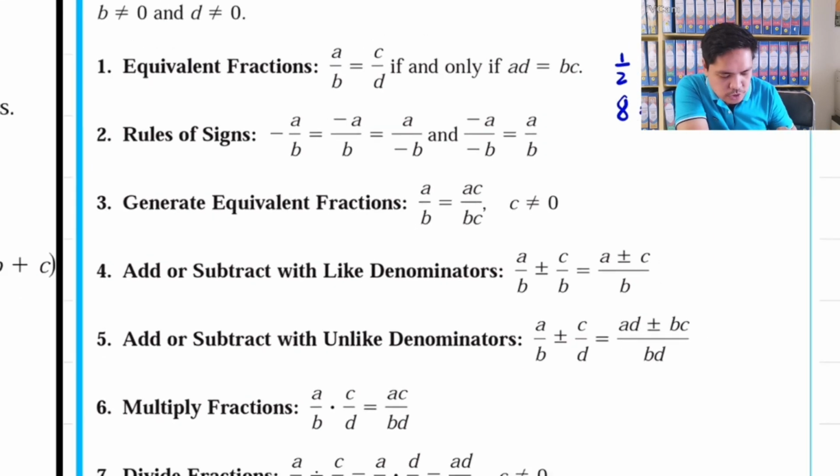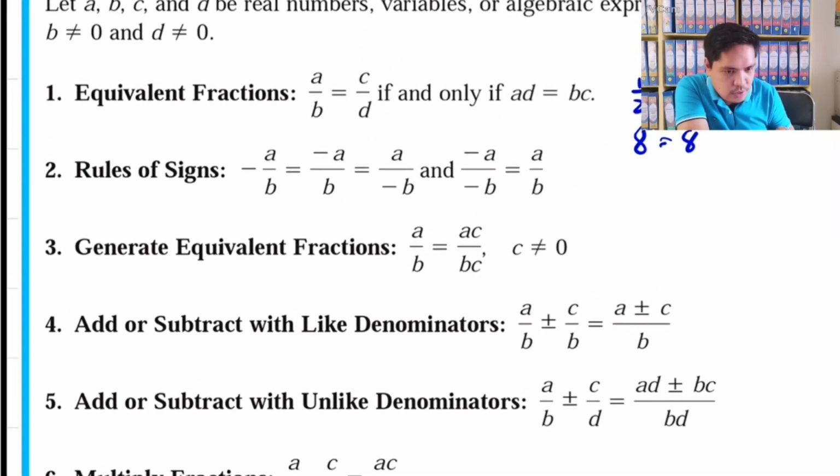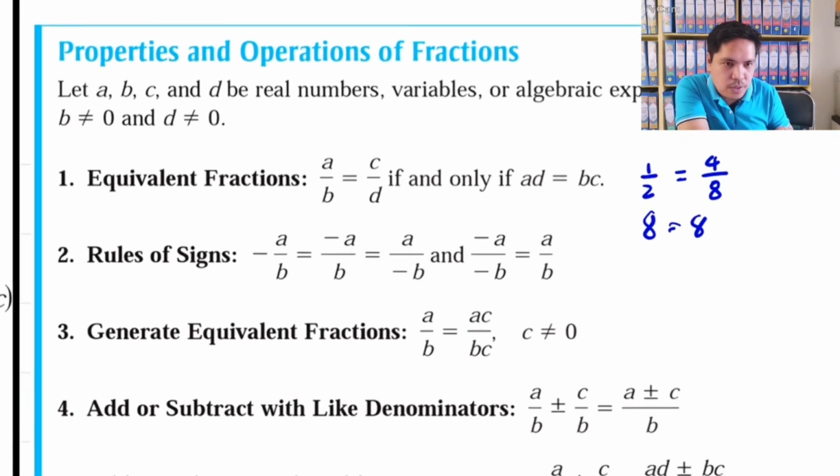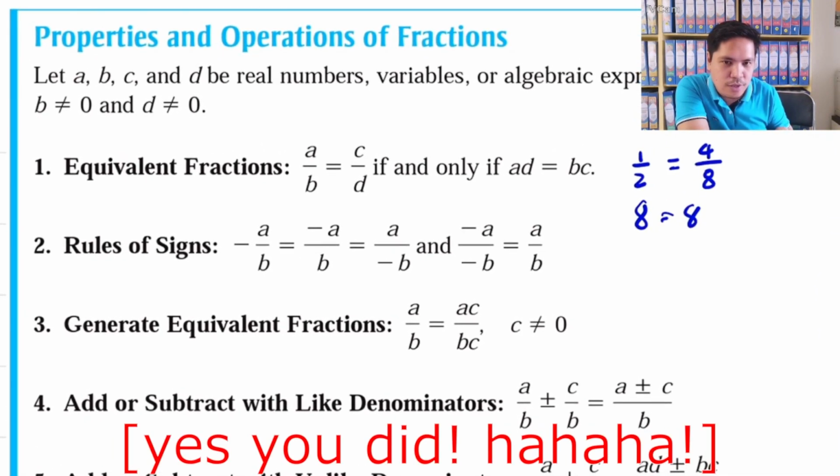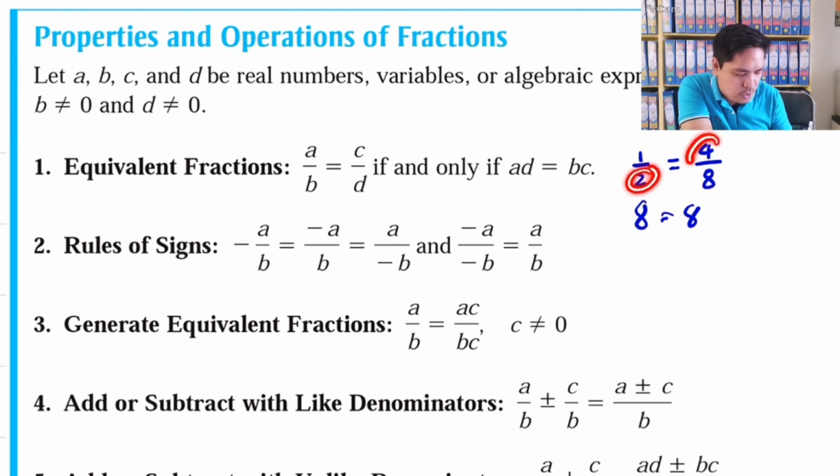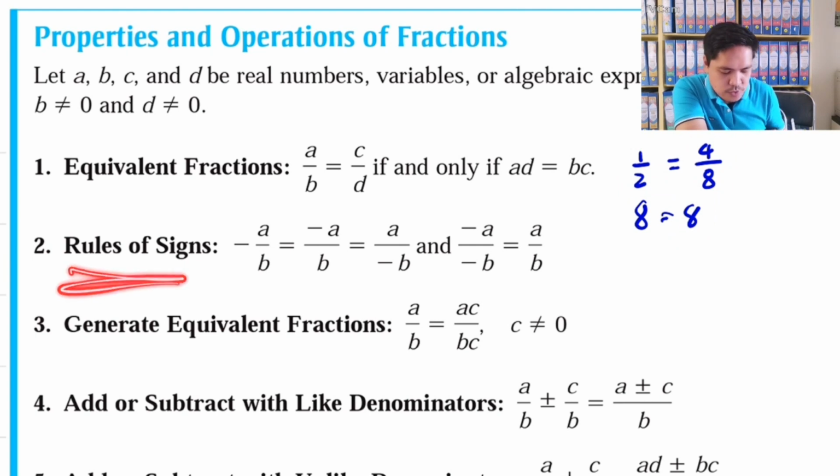The second is rule of signs. Tinakpan ko pala. Oh, ito, sorry. Ayan, so it's 1/2 is equivalent to 4/8. I'm very sorry. So if you multiply 1 and 8, that's 8. If you multiply 2 and 4, that's still 8. So they are equivalent. So, sunod is rule of signs.